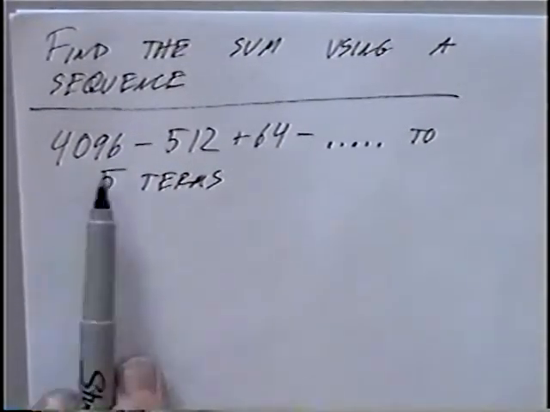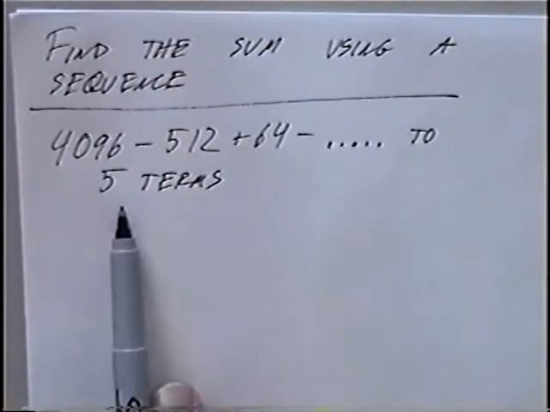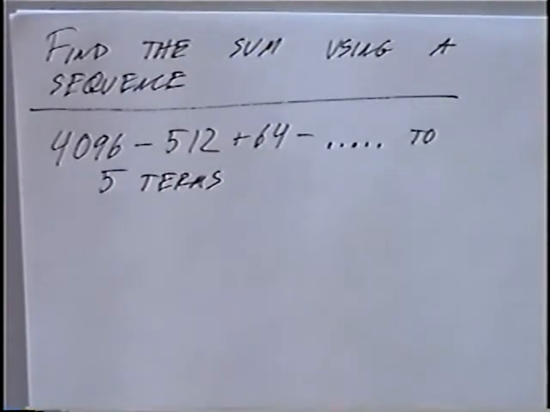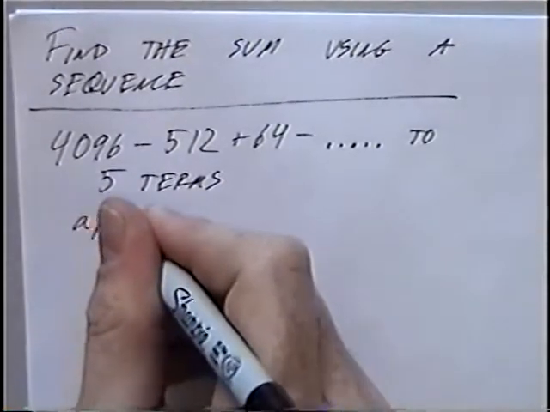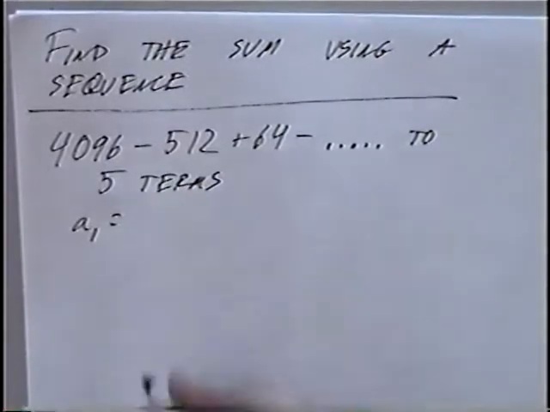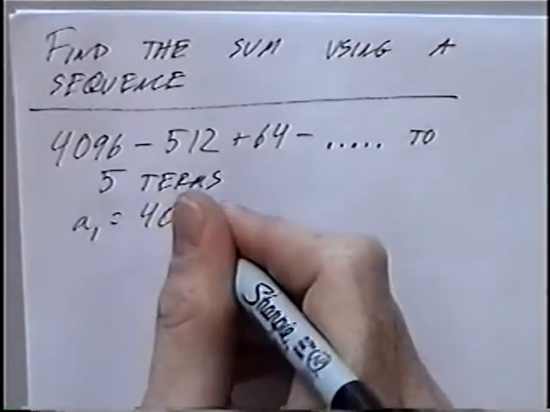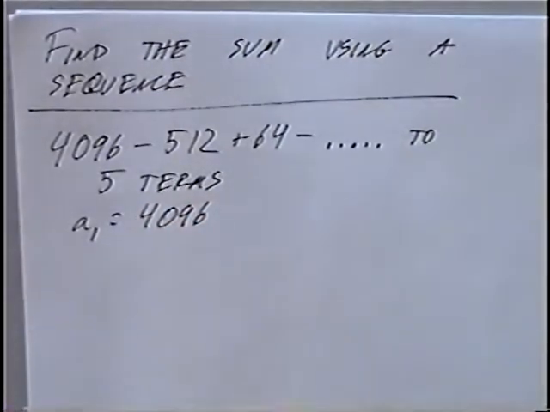So the first 3 numbers are given. We want to find the sum of the 5 terms for the sequence. Using the same formulas we just did, we can find a sub 1, which is the first term. First term is the first number in the sequence, 4096.